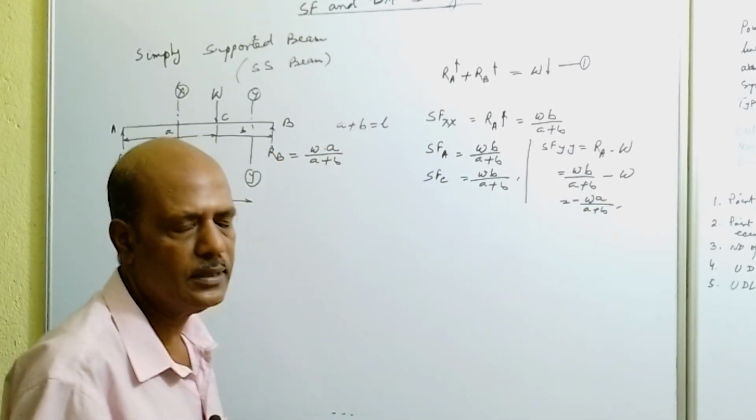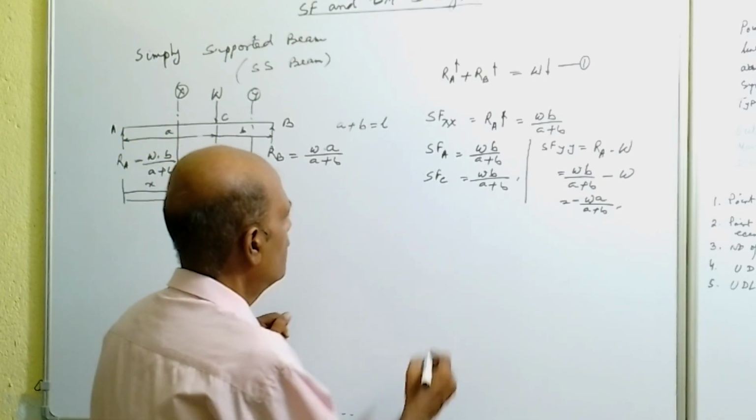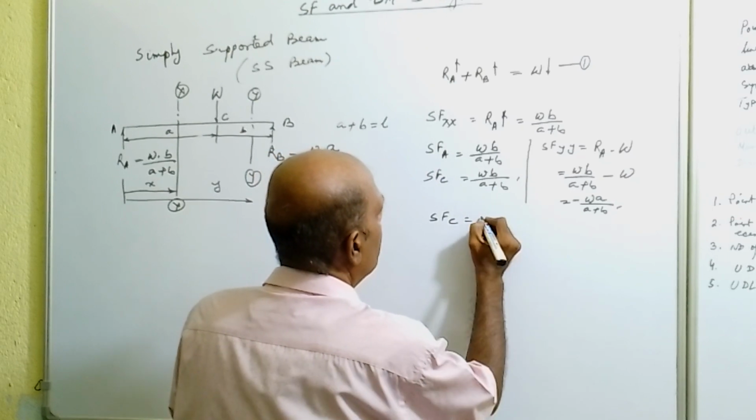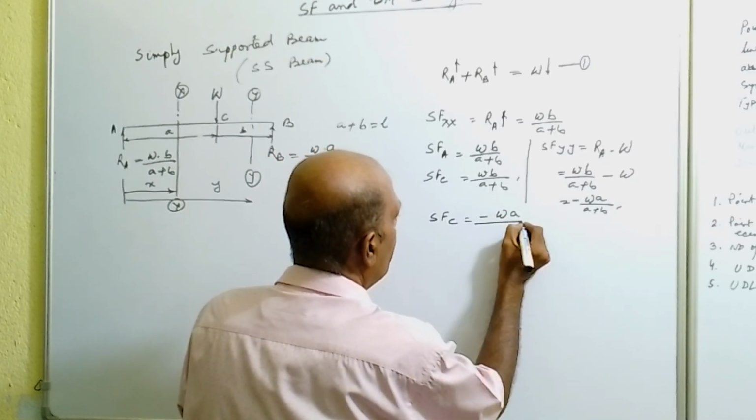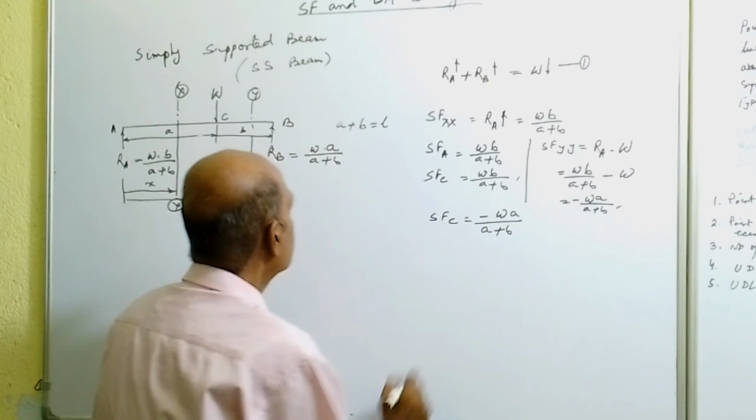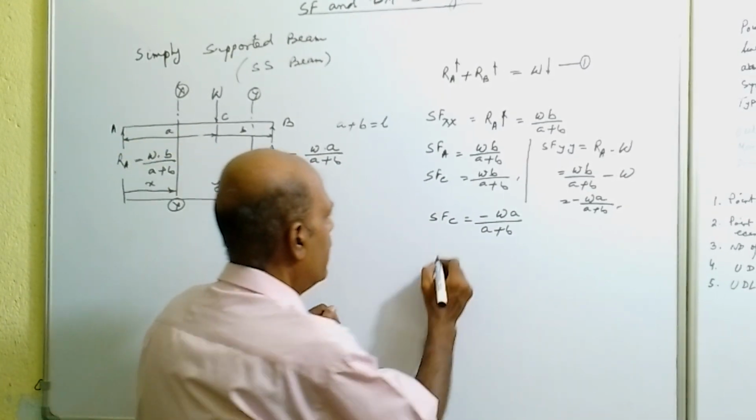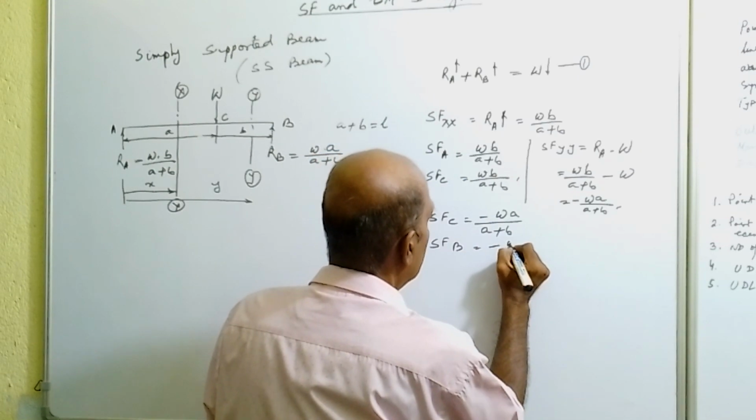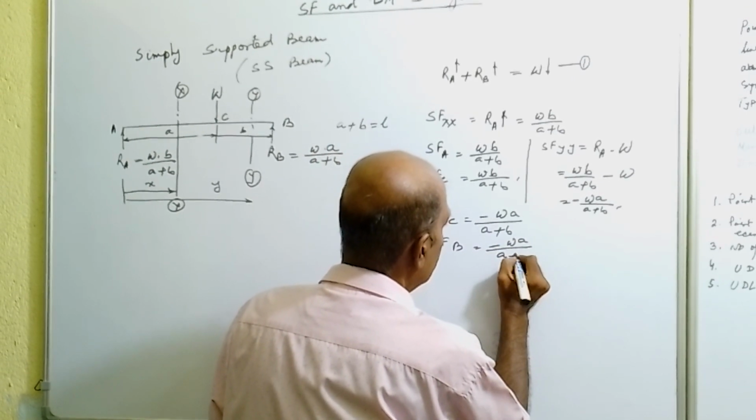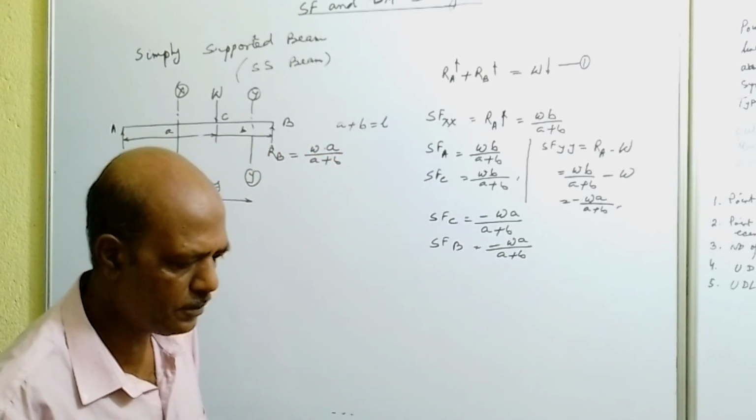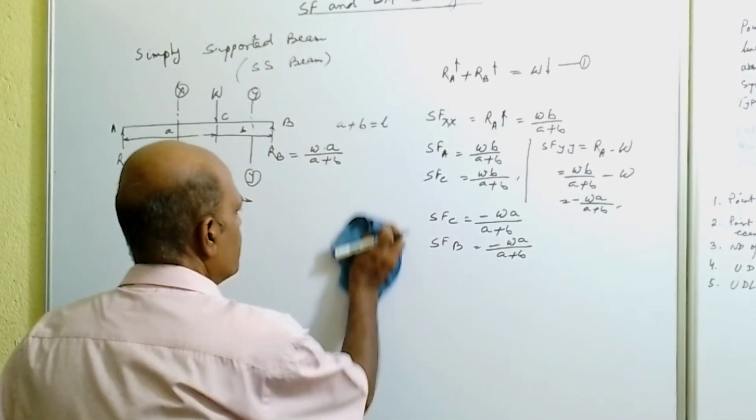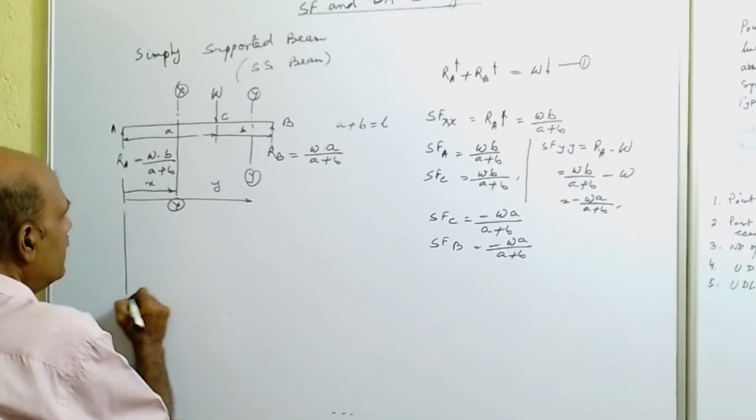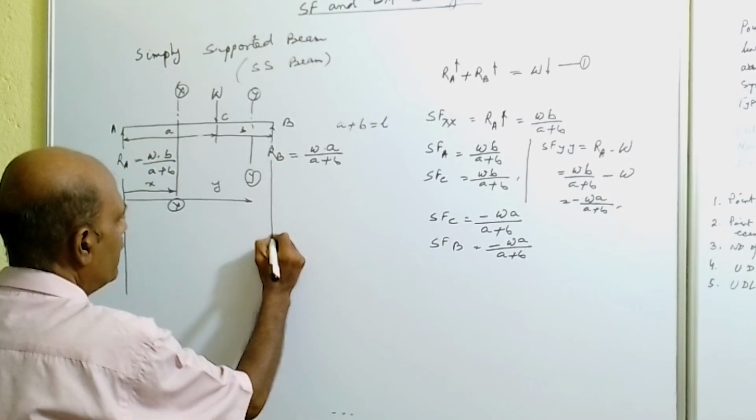Now slide the section to point C. We will get the shear force at point C as minus WA by A plus B. Slide the section to point B, and we will get the shear force at point B also as minus WA by A plus B. So with this information, draw two vertical lines from points A and B.